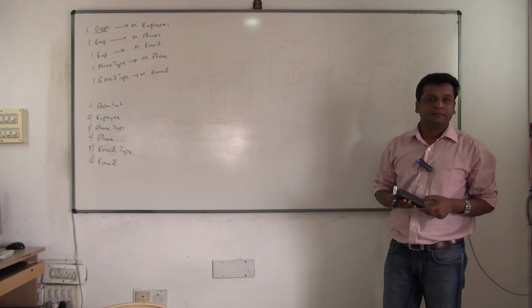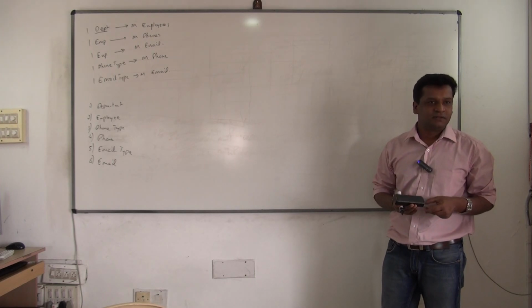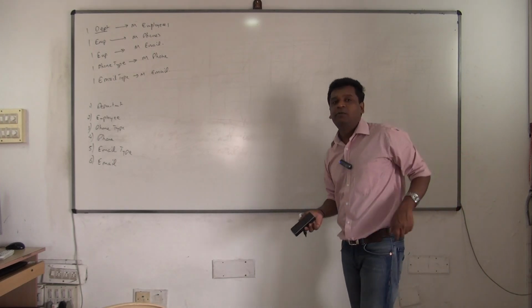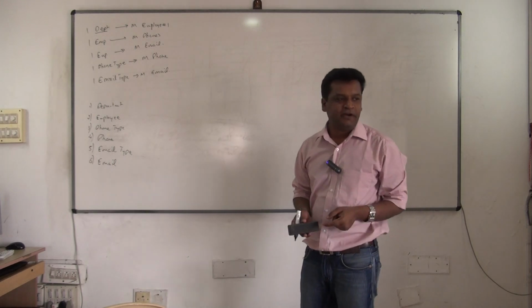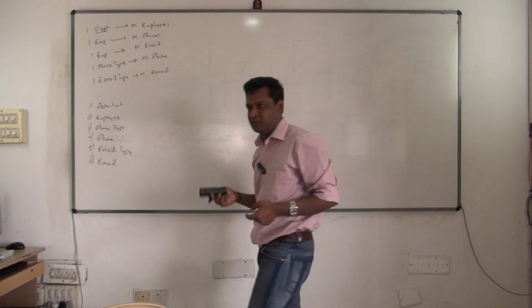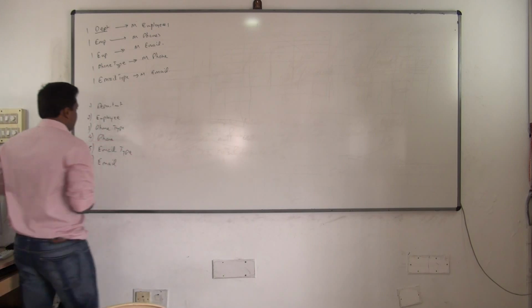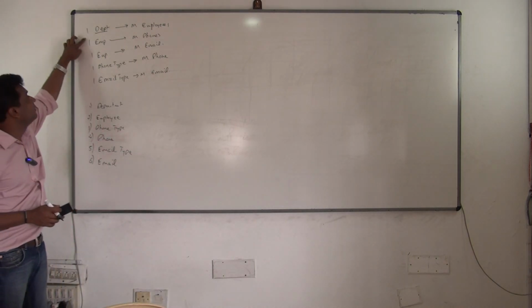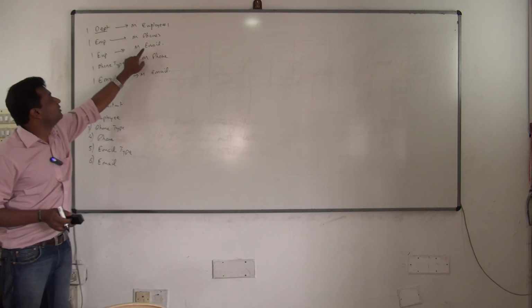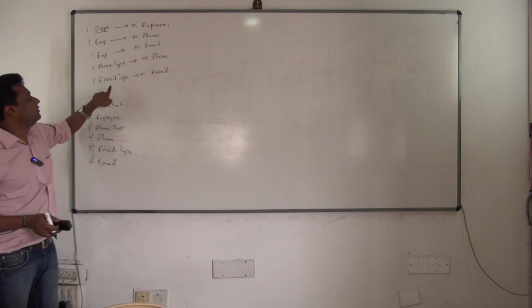Shall I clear everything? Shall I start drawing the tables? Clear? So who will be writing the script? You will be writing the script. So understand the tables properly now. Are you clear? 6 tables are required: department, employee, phone, mail, phone type, email type.